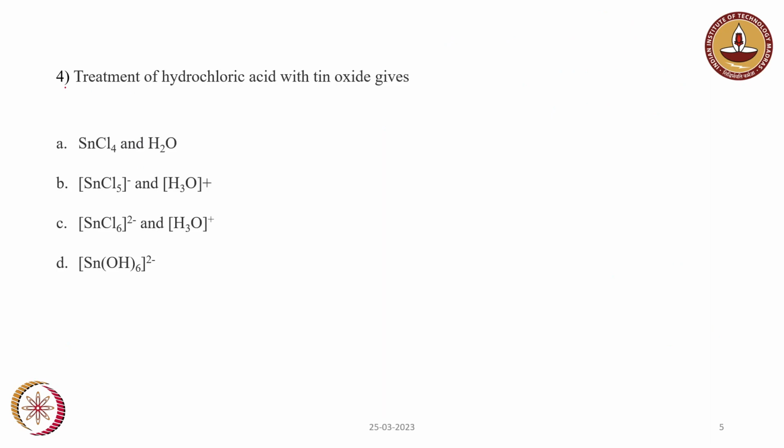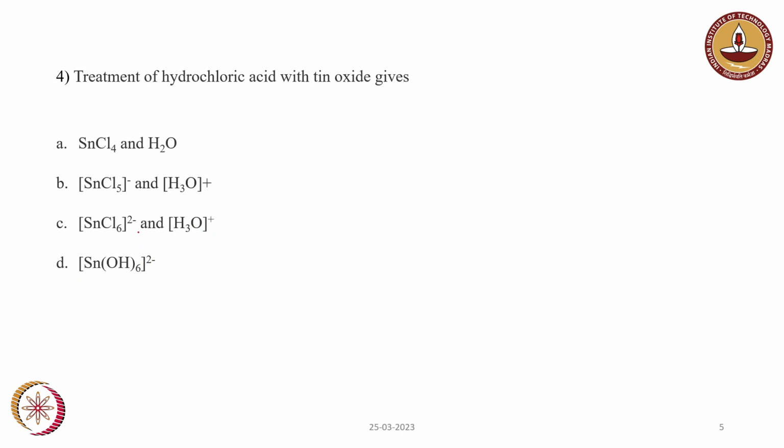The next question is treatment of hydrochloric acid with tin oxide gives. Option A is SnCl4 and H2O. Option B is SnCl5 minus and H3O plus. Option C is SnCl6 2 minus and H3O plus. And option D is Sn(OH)6 2 minus.